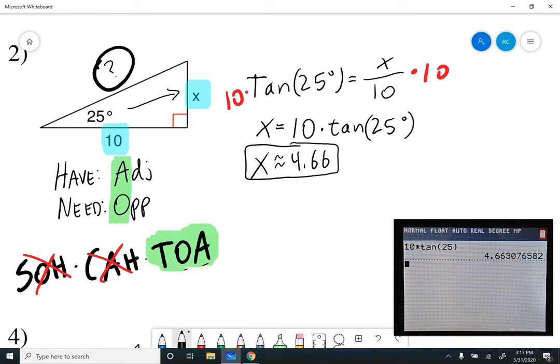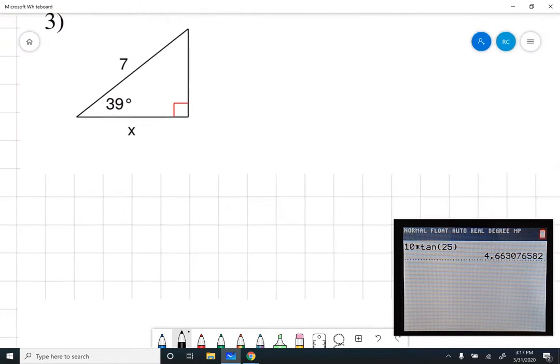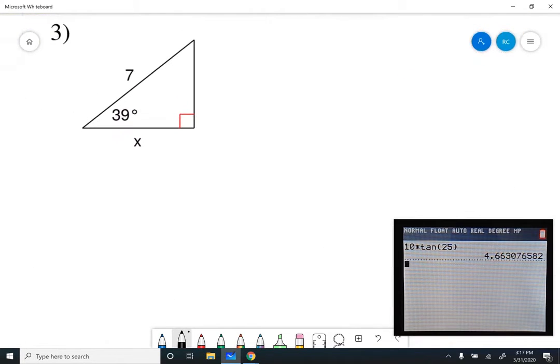Now, it can be very tempting to go through these very quickly once you start seeing the pattern, but it can be easy to mix up multiplication and division or flip something over, so do be careful. Let's move on. Number 3.